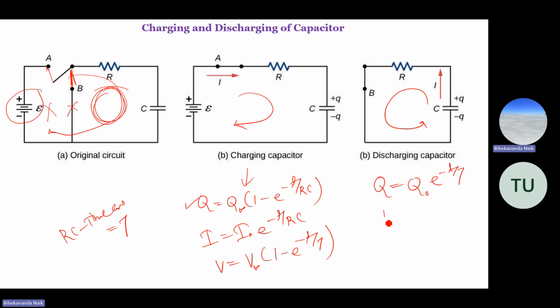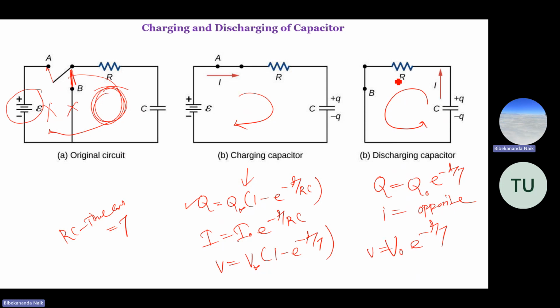Similarly, the current will remain the same in form, but the direction of current is opposite. And similarly, the voltage will be V = V0 e^(−t/τ). So this is the case of discharging.